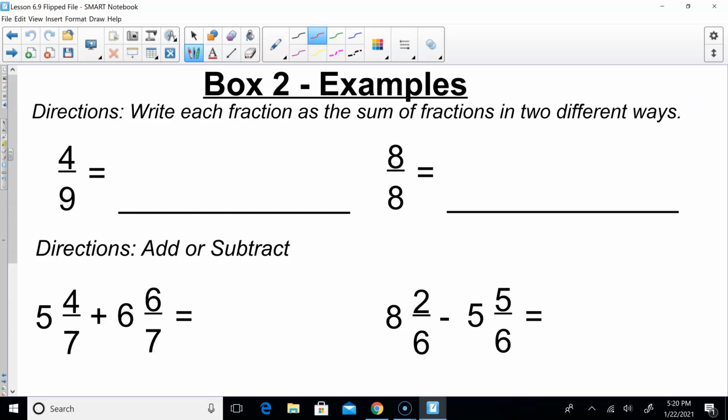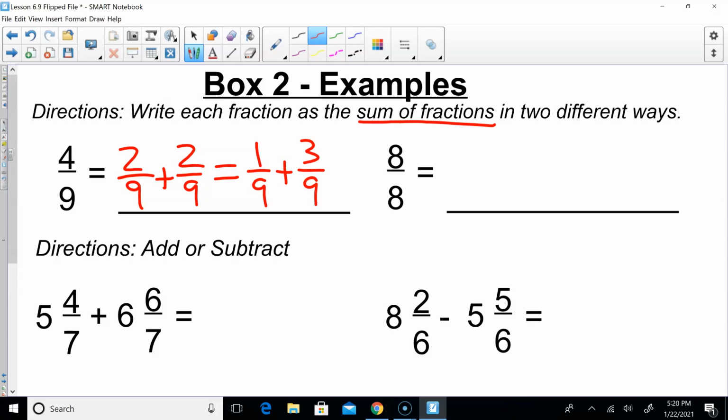So we got 4 ninths. Says write each fraction as the sum of a fraction in two different ways. So all we'll do is find two different ways to add it. So I have 4 ninths equals, let's see, 2 ninths plus 2 ninths. And which also equals 1 ninth plus 3 ninths. Look at that. Probably have the same answers as you because I think those are all the possibilities. We just might roll them differently.